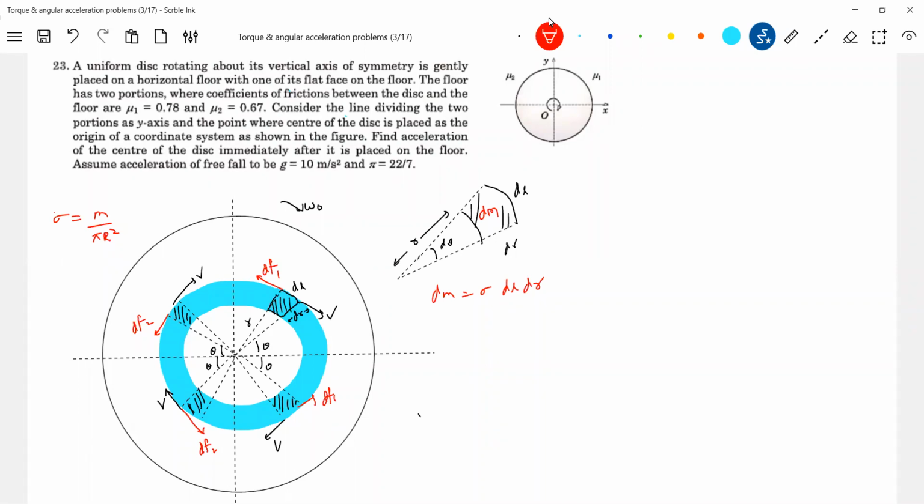Now, how to calculate this? It is asking for the acceleration of the center of the disk immediately. Okay, now let's come to the forces. So I know how to find out the df. What is df1? mu dm g. What is df2? mu dm g. So df1 should be equal to mu1 dm g, and df2 equal to mu2 dm g.